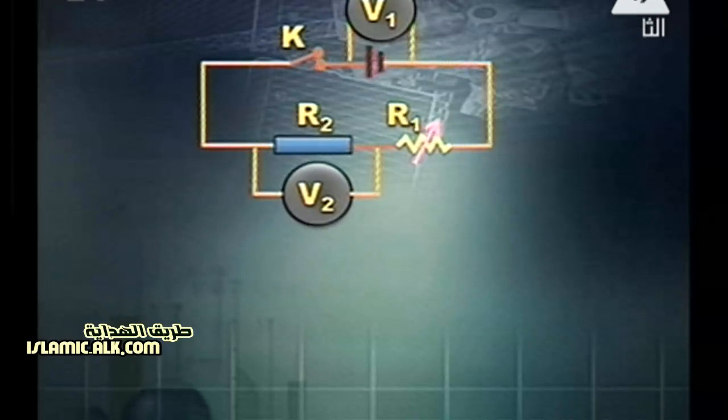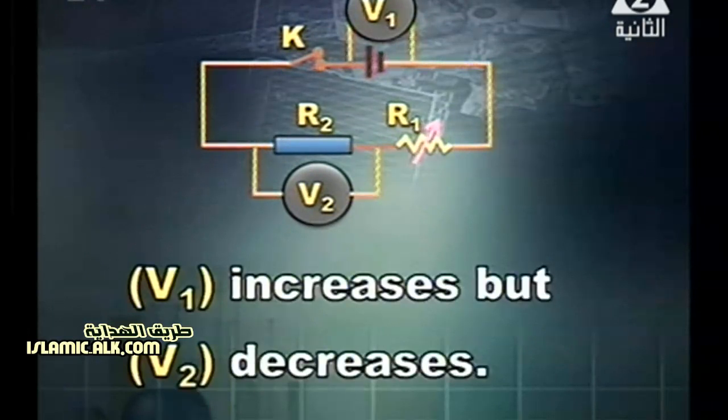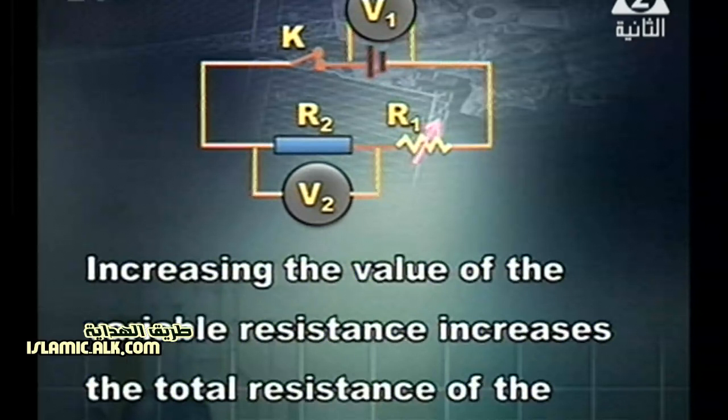When increasing R1, V1 will increase, but V2 will decrease. We'll explain this. Why? Increasing the value of the variable resistance increases the total resistance of the circuit. Of course, total resistance of the circuit is the sum of the internal resistance of the cell and R1 and R2. So when R1 is increased, total resistance of the circuit increases. And what about the current passing through the circuit? Of course, it will be decreased.